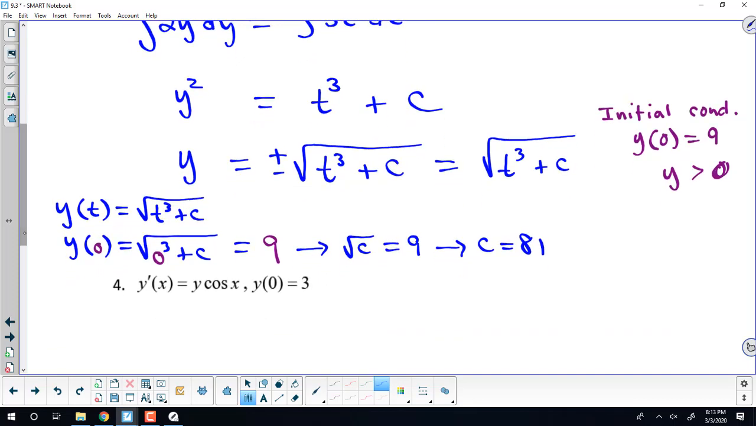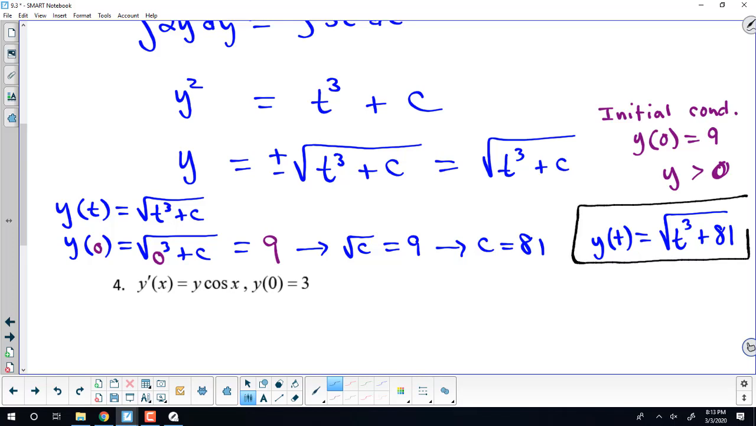I guess I need to leave more space. But we're just going to put that c in for our c right here and have a specific solution. So we have our function y of t is the square root of t cubed plus 81. And that's our solution.